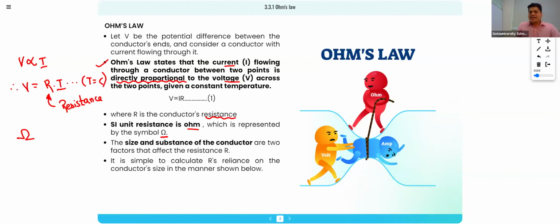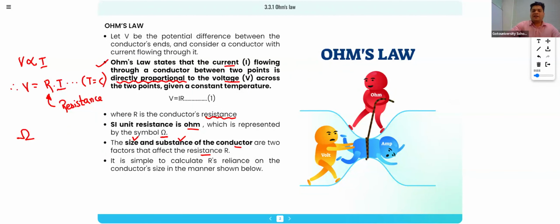The size and substance of the conductor are two factors that affect resistance. See, resistance depends upon the size. It depends upon the area. It depends upon the length. And it also depends upon the substance. Substance means it depends upon the material. It is simple to calculate R from the conductor size in the manner shown below. I will explain how we can find R.